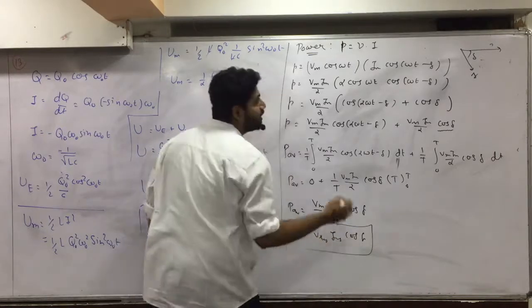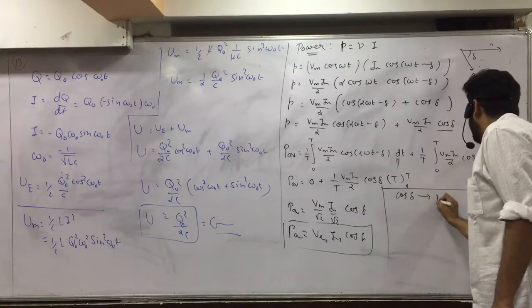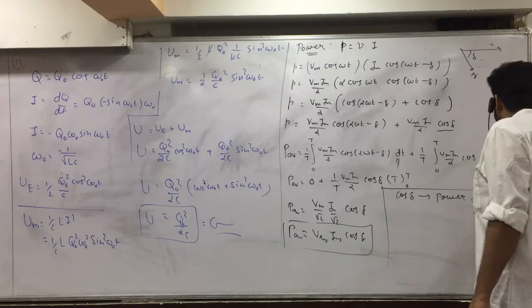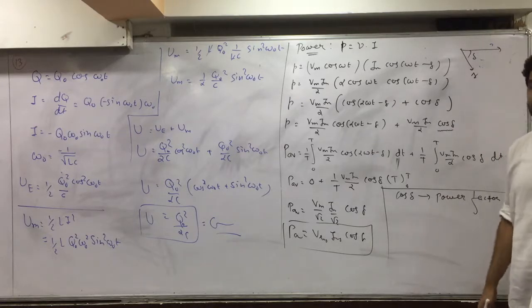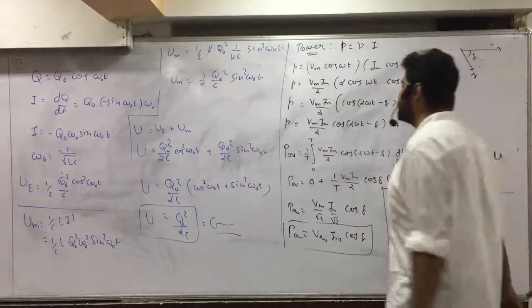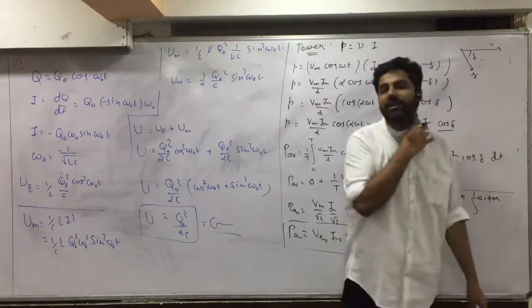Is it clear? And cos delta, the way I have told you, what is it? Cos delta is power factor. It is called power factor. Cosine of the angle between voltage and current is called power factor. Fine. How is delta defined? So to define delta, we will see the next topic, please.